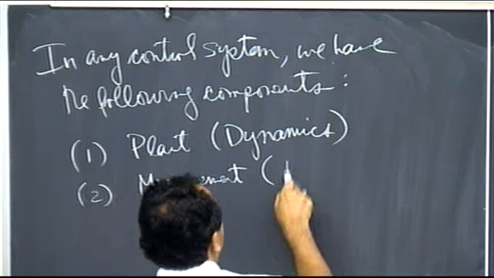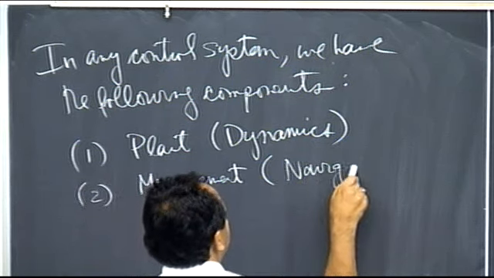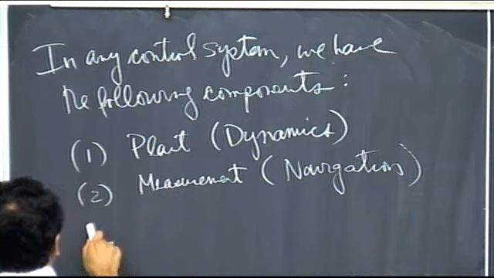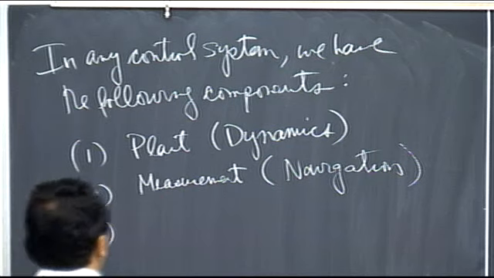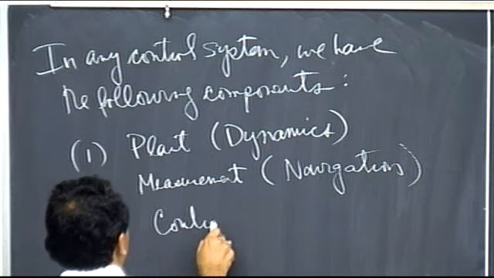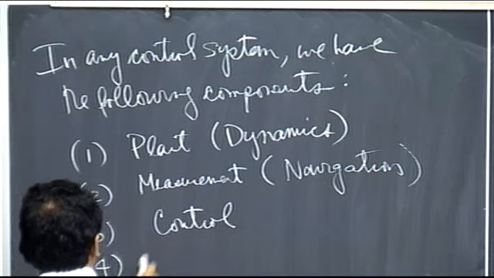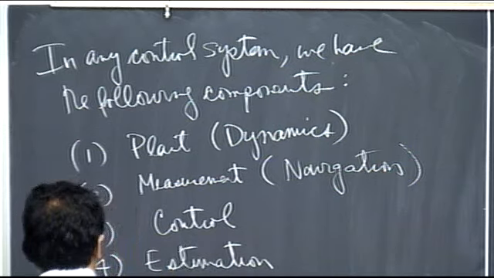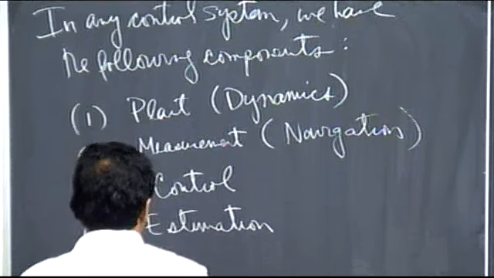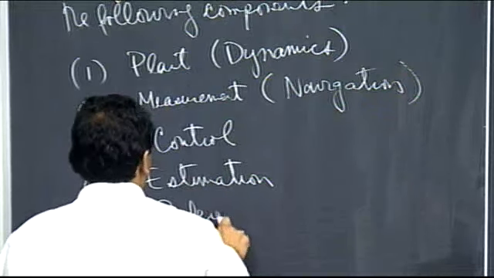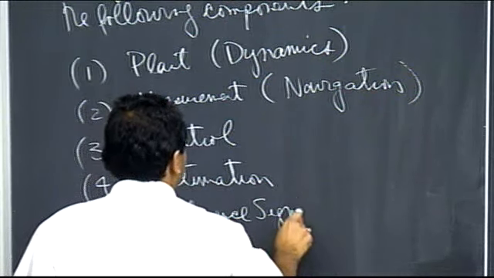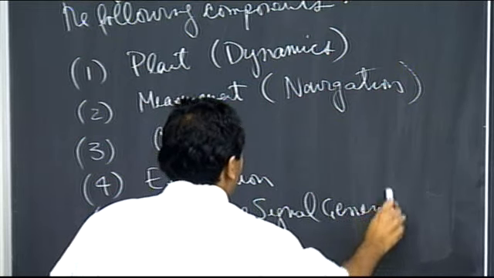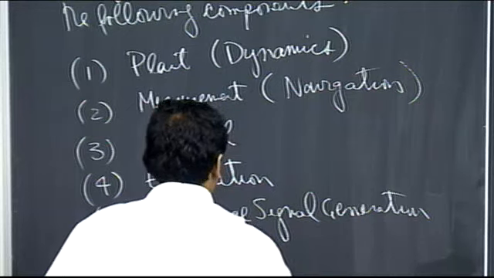And this, in the case of an aerospace system, would be called navigation, although it's not really necessary that you call it navigation. We also have control. We have estimation. And then we have what's called reference signal generation, which, in the case of an aerospace system, we would call guidance.